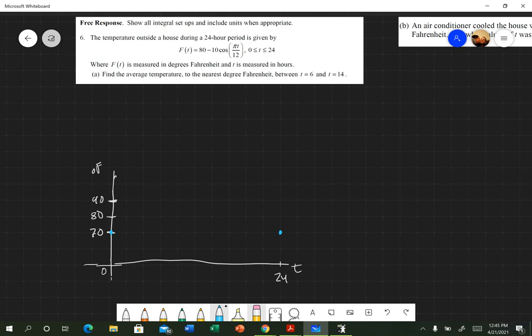Well, if we put 12 in, t equals 12, right? 12 over 12 eliminates itself, and then we just have cosine of pi. And so we know that that value is going to be 90 degrees. And so we can mark that one too. So right smack dab in the middle of our function at time t equals 12, we have 90 degrees.